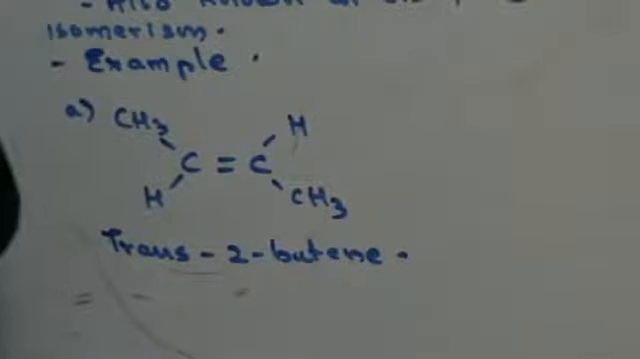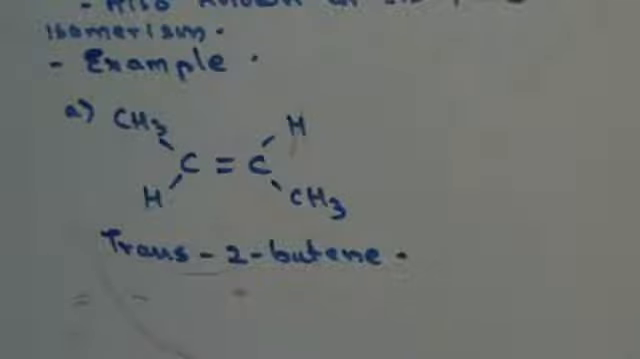So what is a trans isomer? In which the similar groups lie on the opposite side of the double bond. If the similar groups lie on the opposite side of the double bond, then that is called trans isomers. Right? Next, I could give you another example.